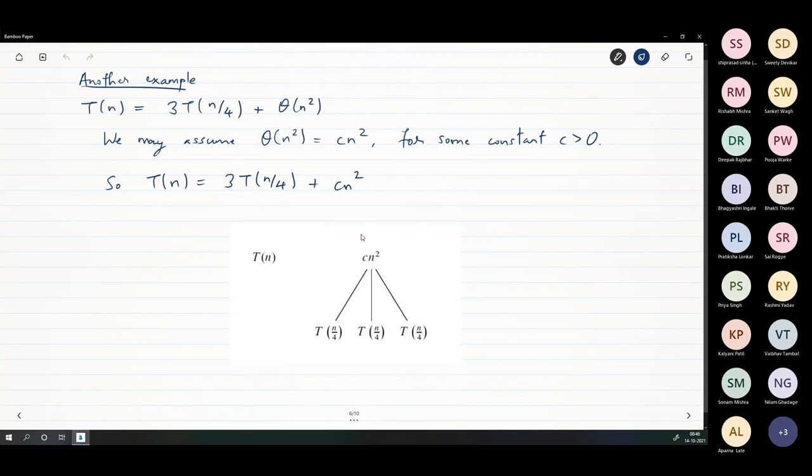I'm replacing it. So we had T of n at the top, but T of n is 3 times T of n by 4. So there are 3 branches, 3 things that you have to count. T of n by 4 has to be counted 3 times, one branch for each occurrence. And what is the cost at the top? C times n squared. So that cost is already here. That's the first step.